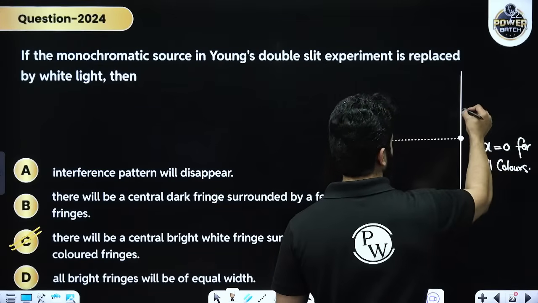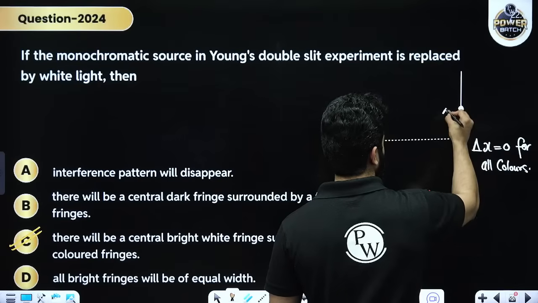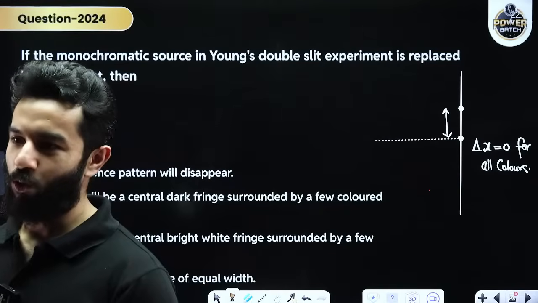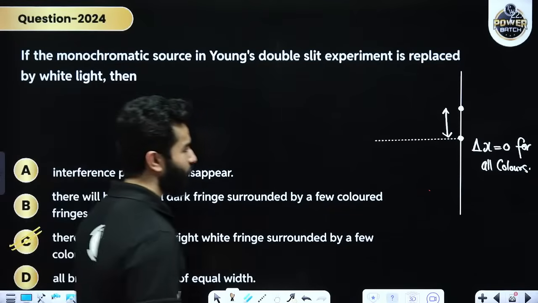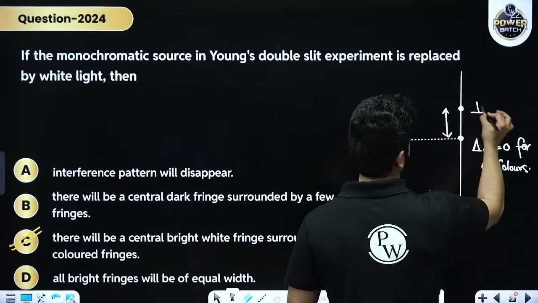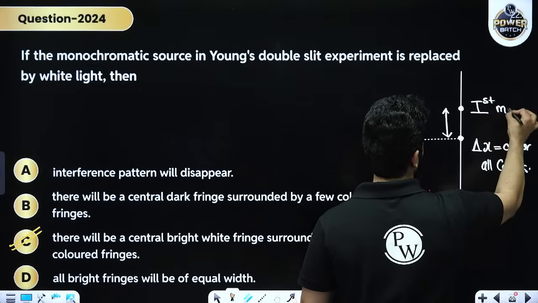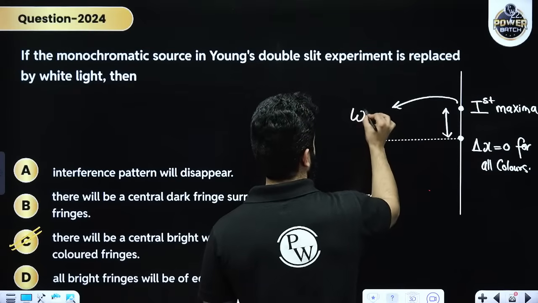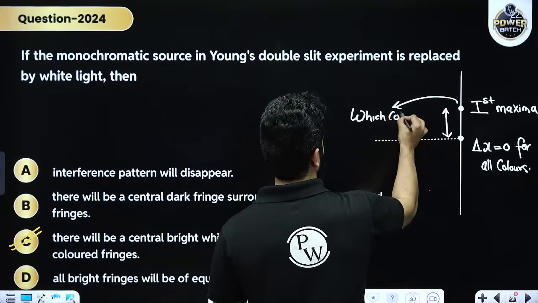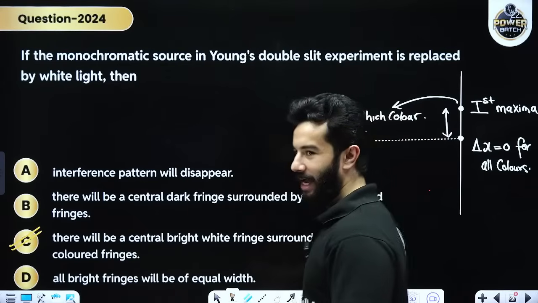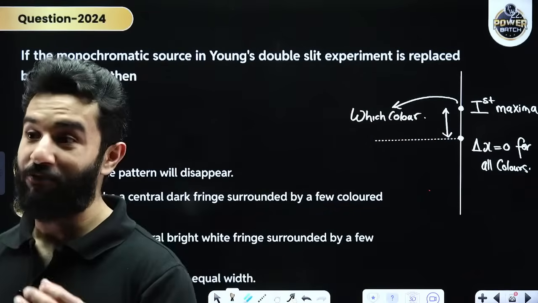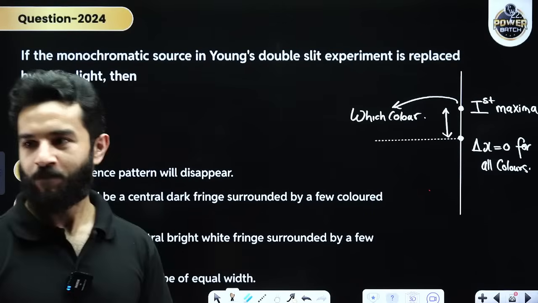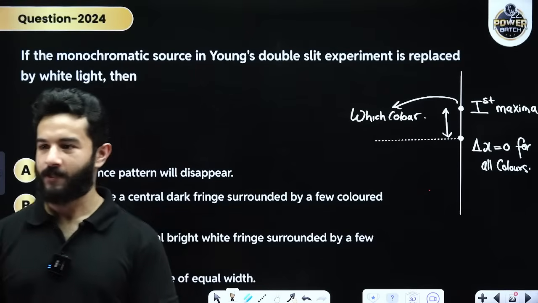Now I am saying, which one is going to be the first maxima? Which color will appear here for the first maxima? Red or violet? Which color will appear first as a bright fringe? I mean, obviously each and every color will have its own first maxima, but I am asking which will appear first.